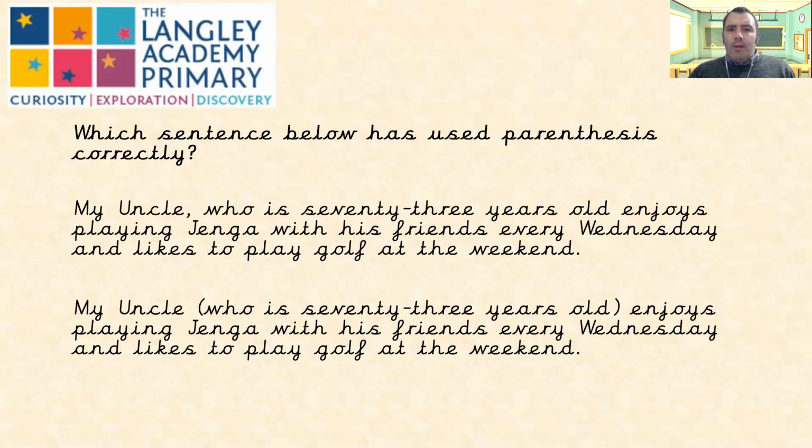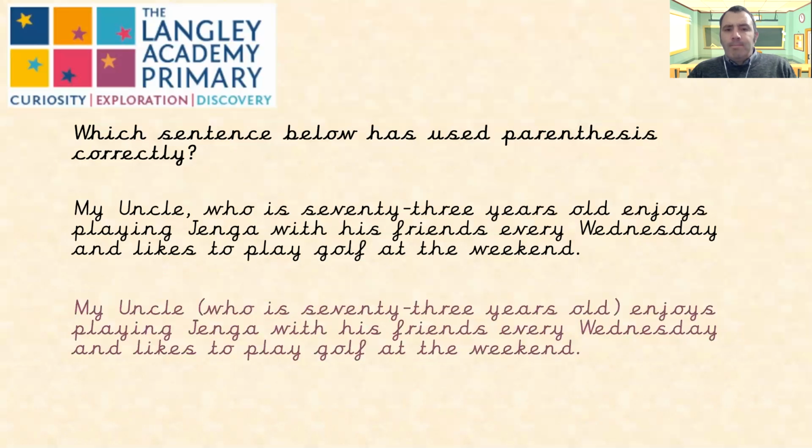Which sentence below has used parenthesis correctly? So remembering those details. My uncle, who is 73 years old, enjoys playing Jenga with his friends every Wednesday and likes to play golf at the weekend. My uncle, who is 73 years old, enjoys playing Jenga with his friends every Wednesday and likes to play golf at the weekend. Which one of those? The first one or the second one?